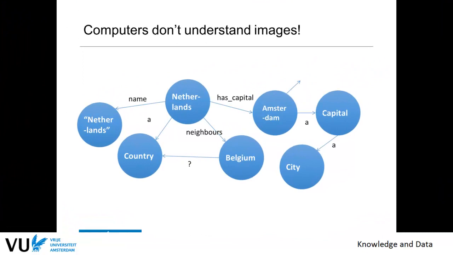So the main thing is that computers don't understand images. While we have been able to interpret our databases as a graph in rather natural ways, I think this is a logical way of looking at the tables that I introduced in one of the previous video lectures. The computer doesn't know what we mean by this image. So what is the difference between an arrow and a circle? And is there a difference between strings that start with a quote or not?